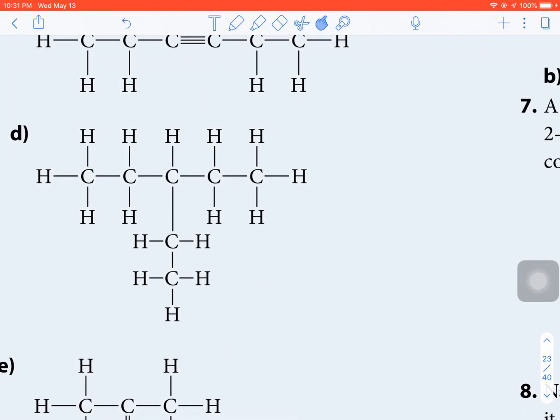Let's move down to the next one for D. So the trick here is I need to make sure I've got the longest continuous chain. Sometimes that can be tricky, right? So if I count from here, I've got 1, 2, 3, 4, 5. If I count any other direction, 1, 2, 3, 4, 5, 1, 2, 3, 4, 5, I can only get 5 carbons, so I know it's going to be pentane.